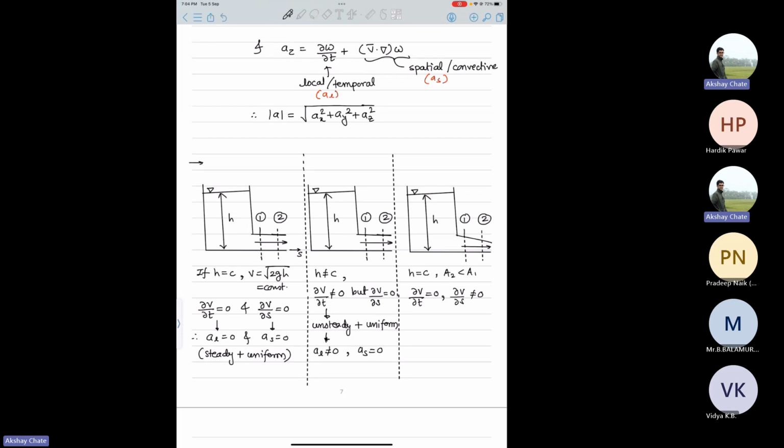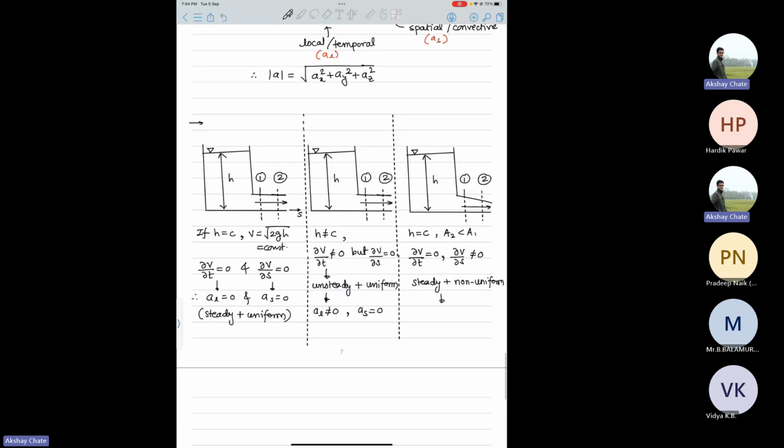So this is the case where it is steady plus non-uniform flow. And here what will happen? Since it's steady, your AL will be 0, but AS will not be equal to 0. So this is how one must understand these things.